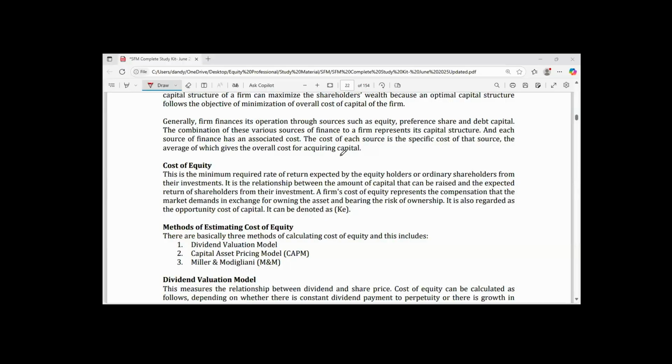Now, we begin to discuss each component of the traditional WACC. I mentioned to you that when you want to compute the traditional WACC, there are four procedures you are expected to carry out. One is to calculate cost of equity. Two, you calculate cost of preference share if you are given. Then three, you calculate cost of debt. Then four, you calculate the traditional WACC. You calculate weighted average cost of capital.